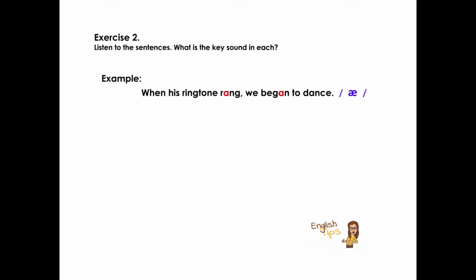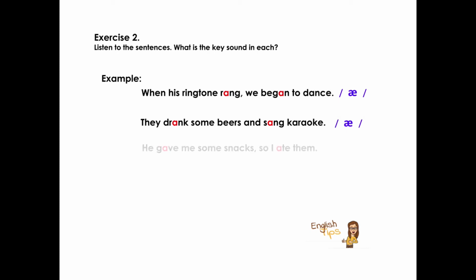We have another exercise now. So listen to the sentences and can you identify what the key sound is? For example, when his ringtone rang, we began to dance. The key sound is A. They rang some beers. They drank some beers and sang karaoke. What is the key sound? Yes, it's A. He gave me some snacks, so I ate them.